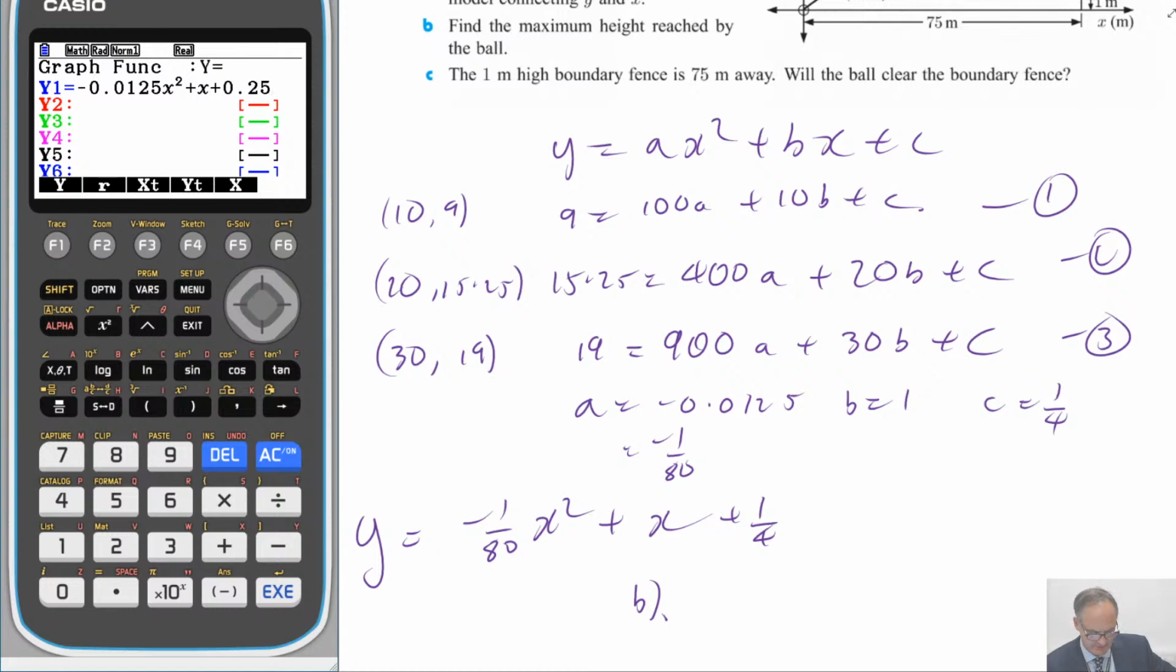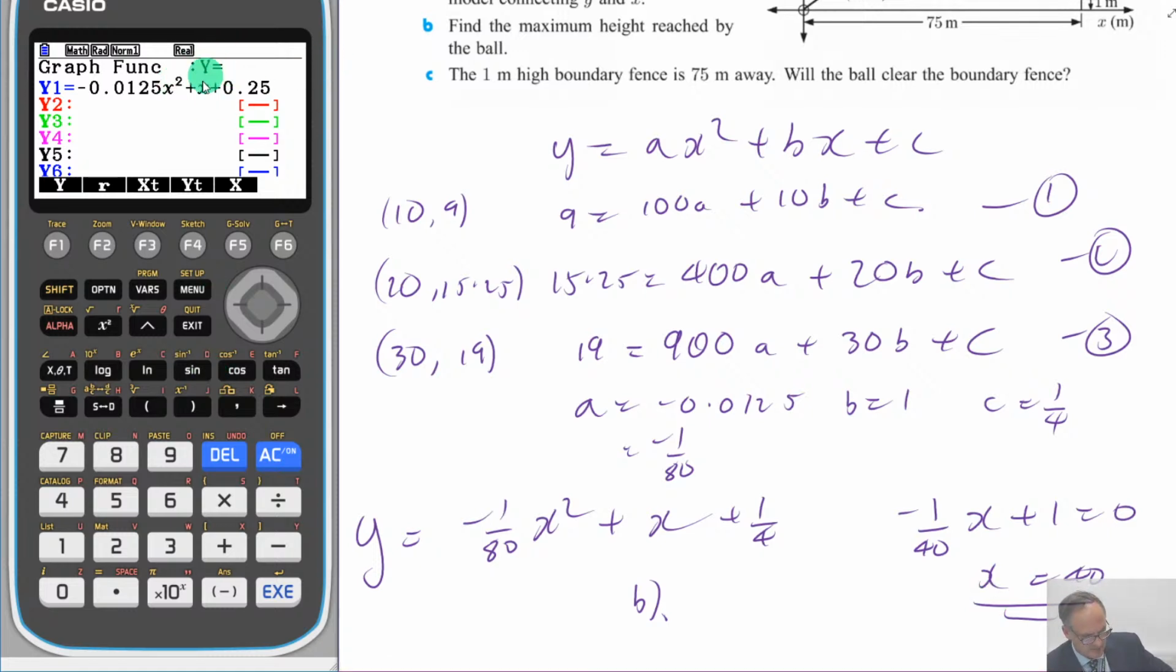Now, if I was to do this using calculus, then what I could do is I'm going to get minus 1 over 40 times x plus 1 equals 0. So therefore x will equal 40 is where it's going to happen.